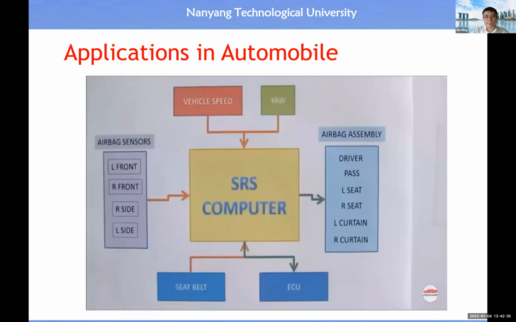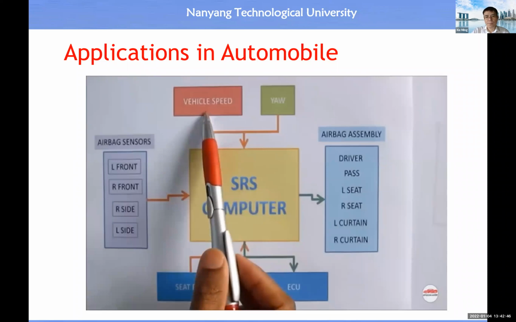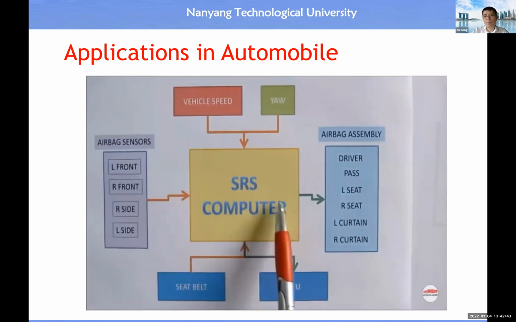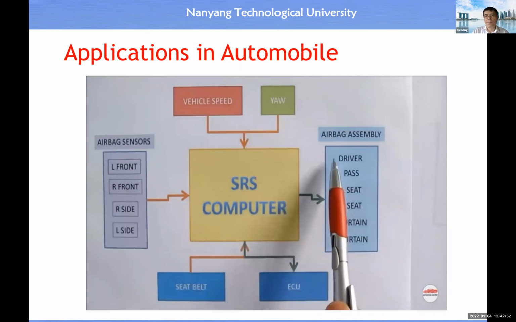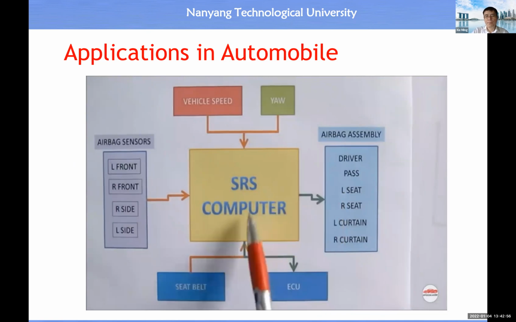Here's an overview of how the airbag system works. The airbag sensor senses a deceleration during a collision and will send a signal to the SRS computer. The computer will also use the vehicle speed, yaw rate, and seatbelt occupant information to determine if an airbag needs to be deployed. It'll then send a signal out to the appropriate airbag, whether on the driver's side, passenger side, or one of the side airbags, as well as a signal out to the ECU to cut the engine off during a collision.